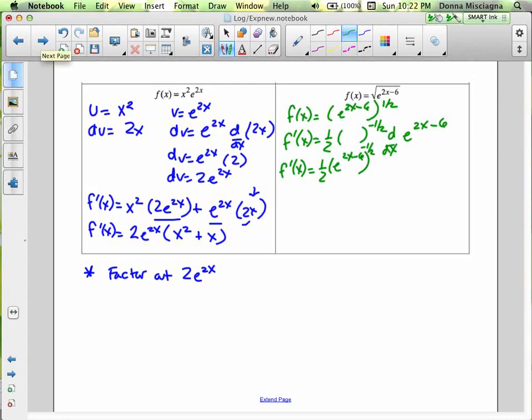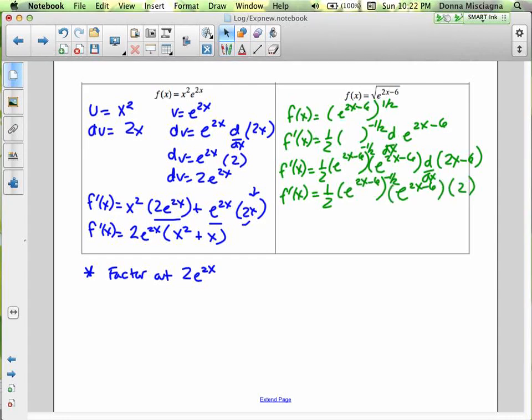The derivative of e to the 2x minus 6 is going to be e to the 2x minus 6, I'll put parentheses around it, times the derivative of 2x minus 6. So we have to take the derivative of 2x minus 6. So d dx, by the way, it means take the derivative of 2x minus 6. Well, that's a pretty easy derivative because it's 2. So f prime of x is equal to 1/2 times e to the 2x minus 6 to the negative 1/2 times e to the 2x minus 6 times 2. So the 2 and the 1/2 here, they're going to cancel themselves out. That would just be 1. All right, so that's gone.